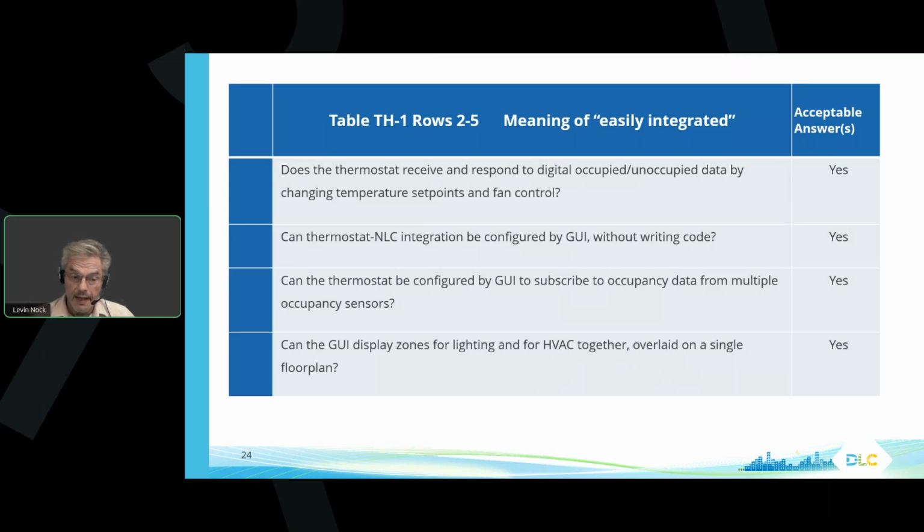But also, can thermostat NLC integration be configured by graphical user interface without writing code? Also, can the thermostat be configured by GUI to subscribe to occupancy data from multiple occupancy sensors? That's one of the joys of having the digital networking available, is that you can choose which sensors it subscribes to. And finally, can the GUI display zones for lighting and for HVAC together overlaid on a single floor plan so that, again, it's easy to relate the zones between the lighting and the HVAC.